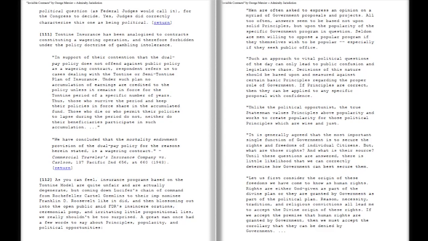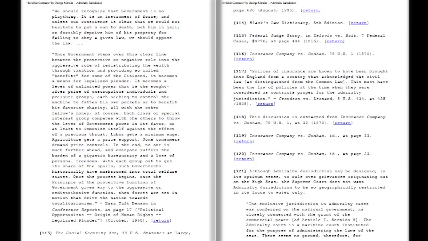Let us first consider the origin of these freedoms we have come to know as human rights. Rights are either God-given as part of the divine plan, or they are granted by government as part of the political plan. Reason, necessity, tradition, and religious convictions all lead me to accept the divine origin of these rights. If we accept the premise that human rights are granted by government, then we must accept the corollary that they can be denied by government. We should recognize that government is no plaything. It is an instrument of force, and unless our conscience is clear that we would not hesitate to put a man to death, put him in jail, or forcibly deprive him of his property for failing to obey a given law, we should oppose the law.